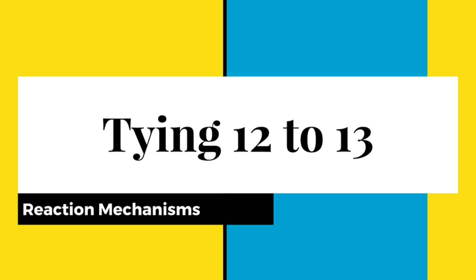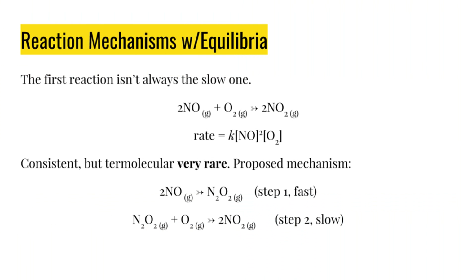Alright, so what I want to do is tie chapter 13 back into chapter 12, or at least take advantage of having covered chapter 13 to go over a concept that we had to kind of brush past in chapter 12, namely the involvement of equilibria in reaction mechanisms. So, the first reaction isn't always the slow one. The examples I showed you in the videos on chapter 12, it was.